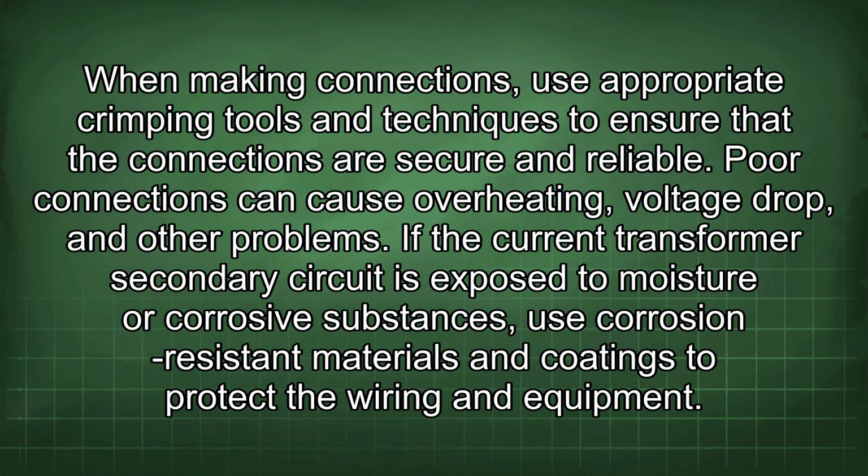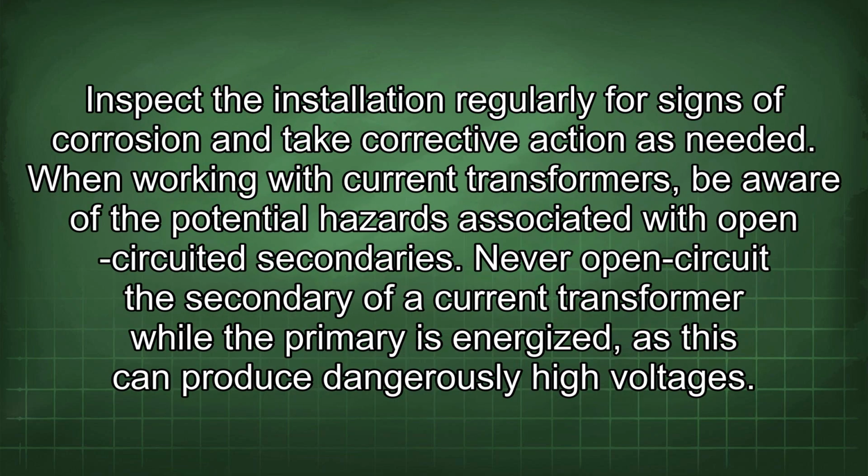If the current transformer secondary circuit is exposed to moisture or corrosive substances, use corrosion-resistant materials and coatings to protect the wiring and equipment. Inspect the installation regularly for signs of corrosion and take corrective action as needed.